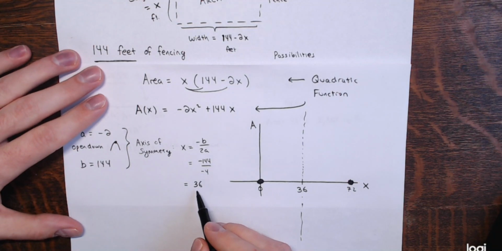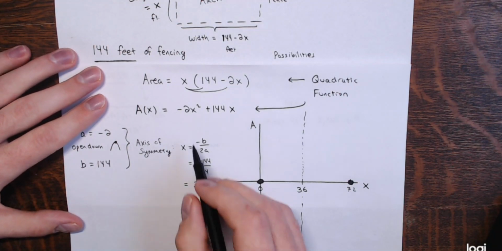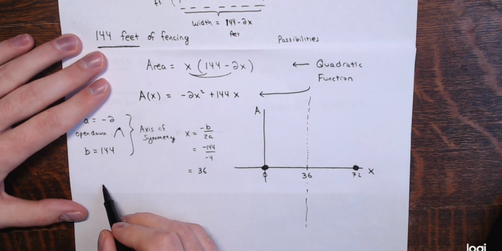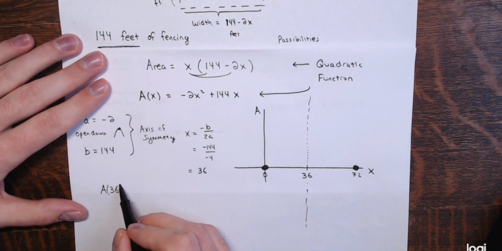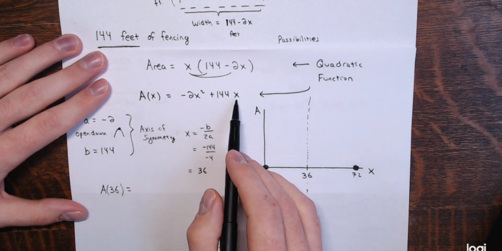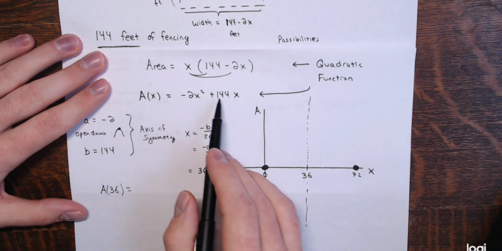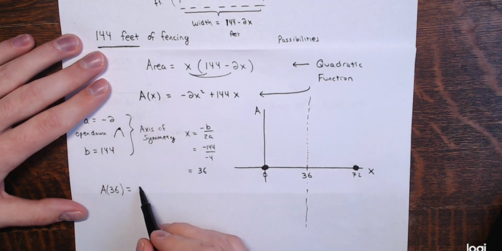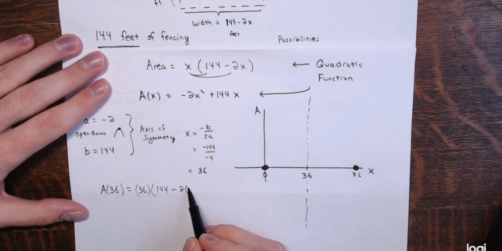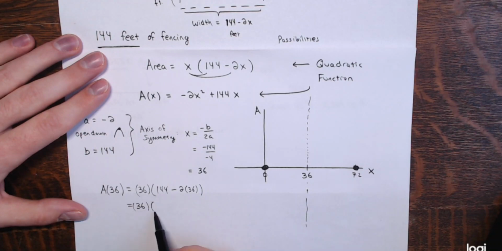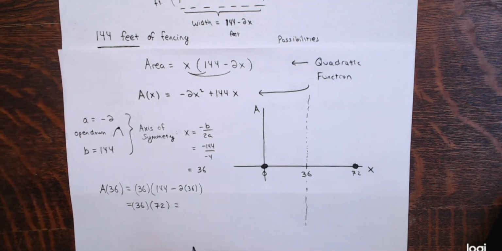Well, remember, this is the x value of the vertex. How to find the y value, just plug it in. What is A of 36? So you can plug it in here, or in the factored form. It doesn't matter, they're the same function. I'll go back to the factored form. So that'll be 36 times 144 minus 2 times 36. And that's 36 times 144 minus 72, which would be 72. And I'll punch this in my calculator.